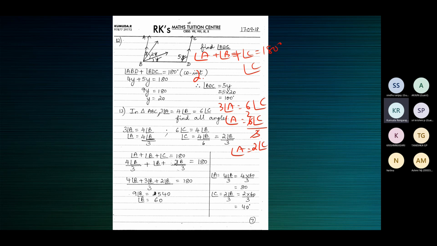So angle A is nothing but twice of angle C. Now equate B and C. 4 times angle B is equal to 6 times angle C. So angle B is equal to 6 times angle C by 4. Angle B is equal to 3 times angle C by 2. So instead of B, you should write 3 times angle C by 2. So now we have everything in C. So you fix any one angle and write the other two angles in terms of that angle, C or B, whichever you have fixed.